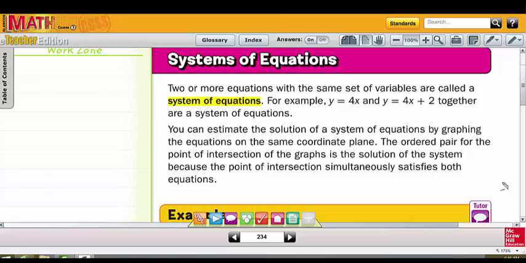Okay, welcome to section 3-7 examples. This is about solving systems of equations by graphing. So first of all, we need to talk about what systems of equations are.